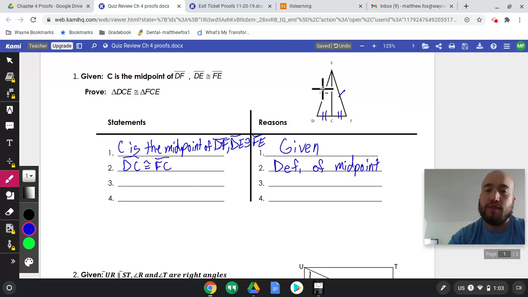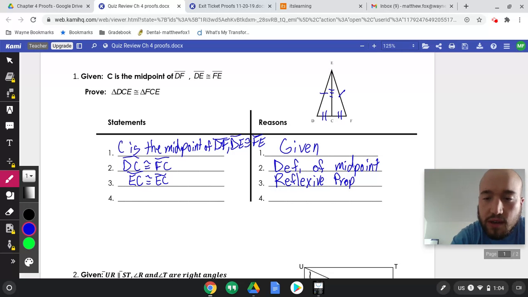All right, at this point we have two sides marked for each of them, so we either need another angle or another side. Hopefully you guys remember, I can mark here EC is congruent to EC, and our reason is the reflexive property, which tells us that if the same side is a part of two different triangles, it will be the same length in both. So the reflexive property allows us to know that EC is congruent to EC. And now, as I have right here, I can put what I was trying to prove.